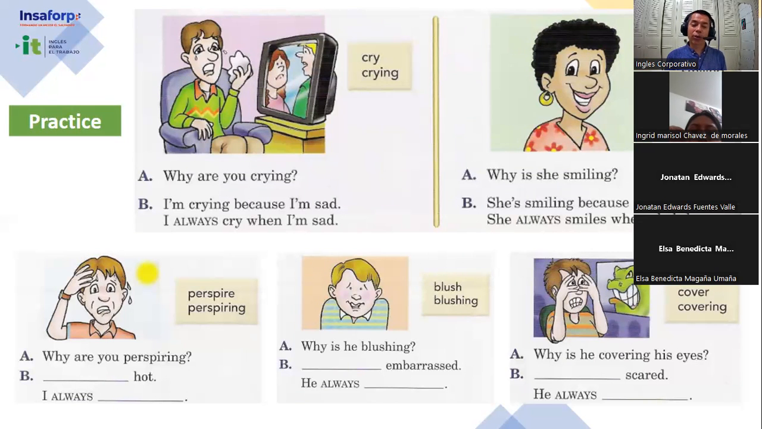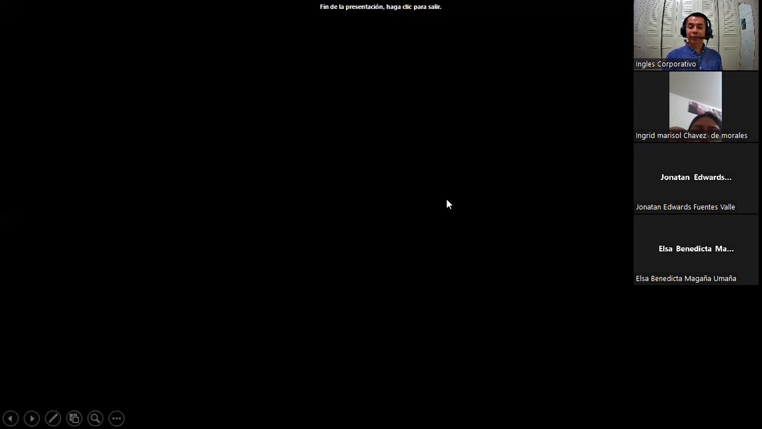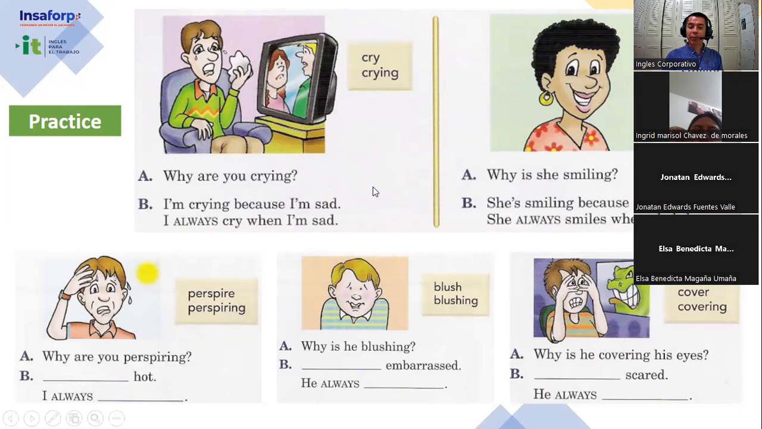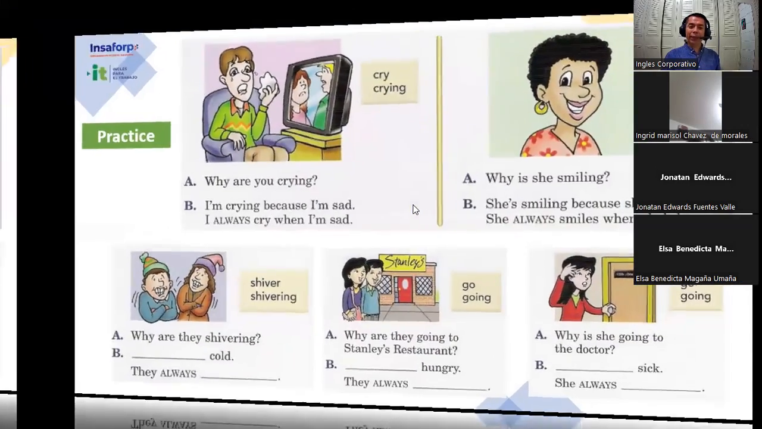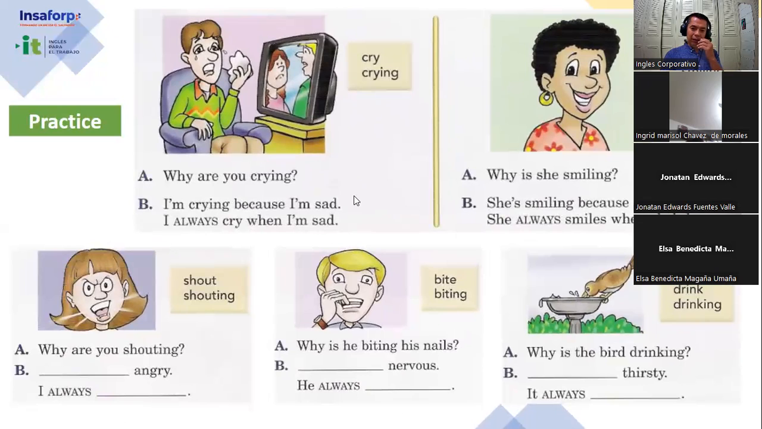Siempre se cubre los ojos cuando está asustado, right? Cuando va al Ministerio de Hacienda, cuando habla con árbitro de fútbol o cuando habla con la suegra, right? Siempre está asustado, yes. Okay, we're going to practice. We did very well, lo hicimos muy bien, pero necesito que repasemos.